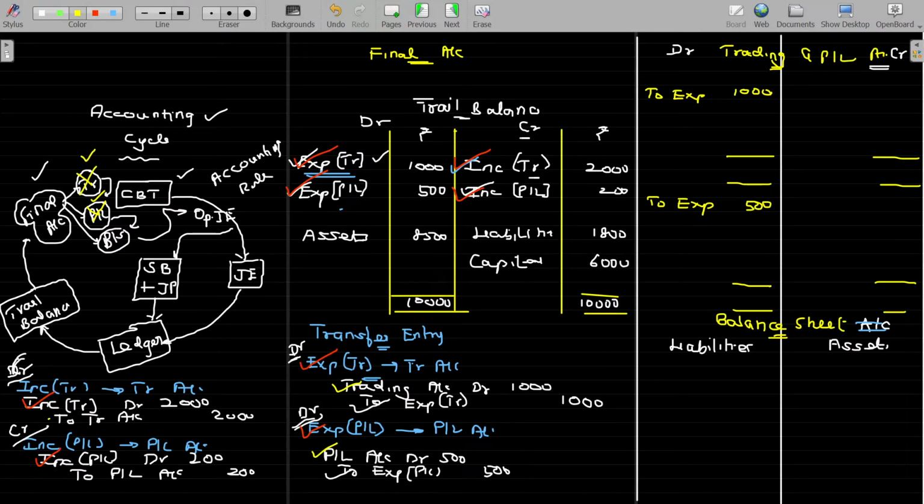And here, trading account in the credit side, by income in trading account, the value being 2000 rupees. And here in P&L account, by income related to the P&L account, the value being 200. Now we have completed this.